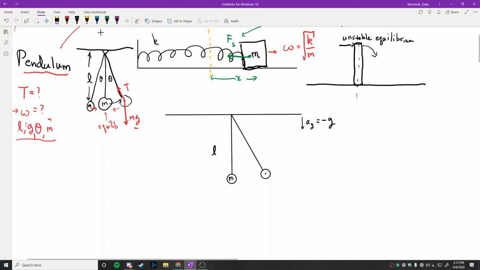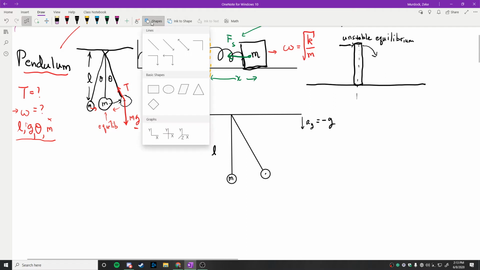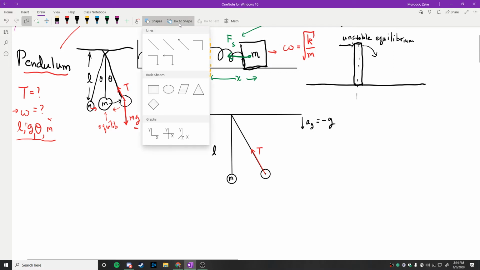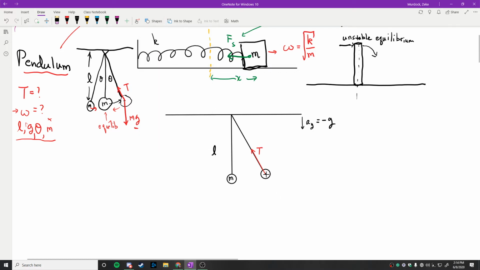There's going to be one force, let's use red for this, that's going to point. Red, shapes, arrow. Put it right there. And we'll stretch it like that. Okay, something like that. And then we'll shift it over a little bit, like right there. Okay. So that's our tension force right there. The only other force acting on this object is going to be the weight. So we'll put the weight pointing down right here.